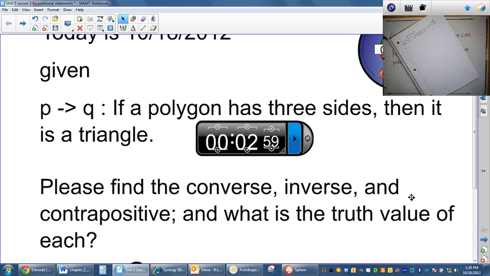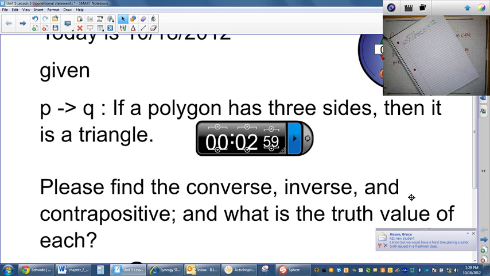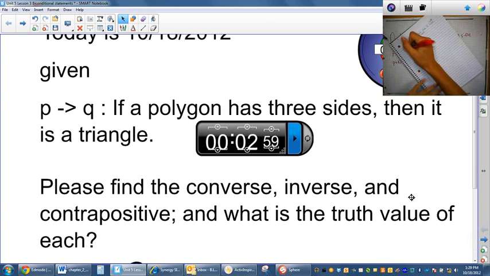What's the converse? The converse is if Q then P. So you switch the hypothesis and then the conclusion. How would you do that for this case? Right now it says if a polygon has three sides, then it is a triangle. The converse is: if it is a triangle, then it is a polygon with three sides.